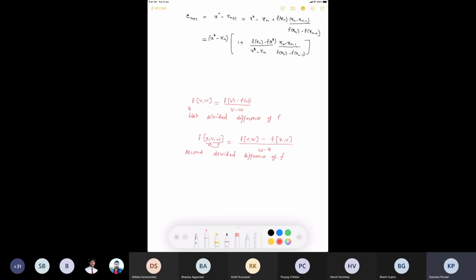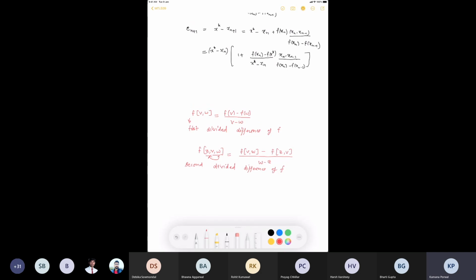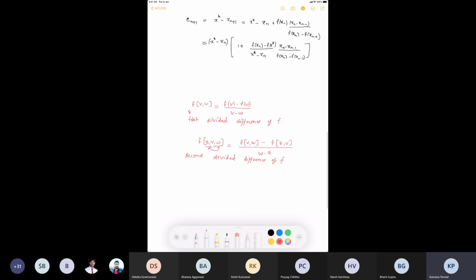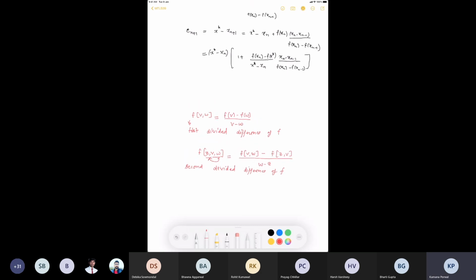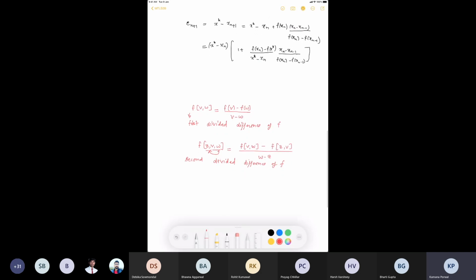Likewise, you can define the higher order divided differences also, but for now I'm just going to introduce these two only. We'll see all the details and properties of these divided differences when we go to the next section, which is interpolation. But just for some simplification, I'm going to use it here. There's one more property which I require here: these divided differences are related to the derivatives of the function f. First let's write down what we have using these definitions.